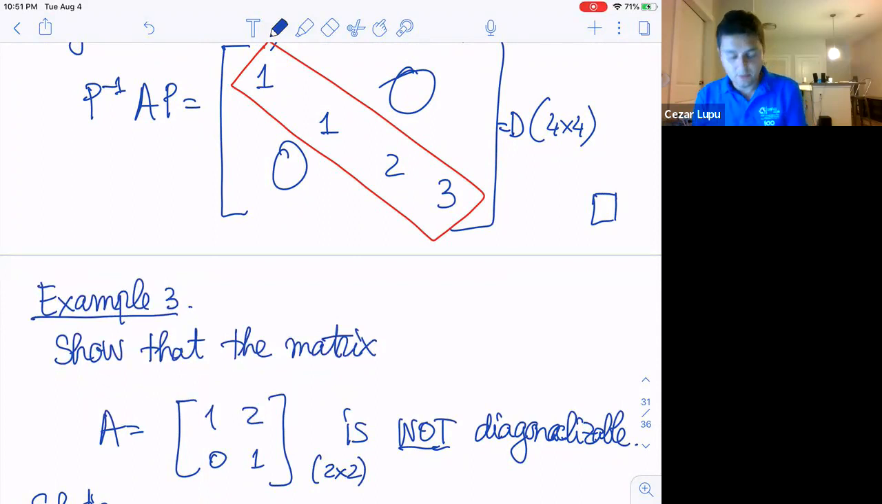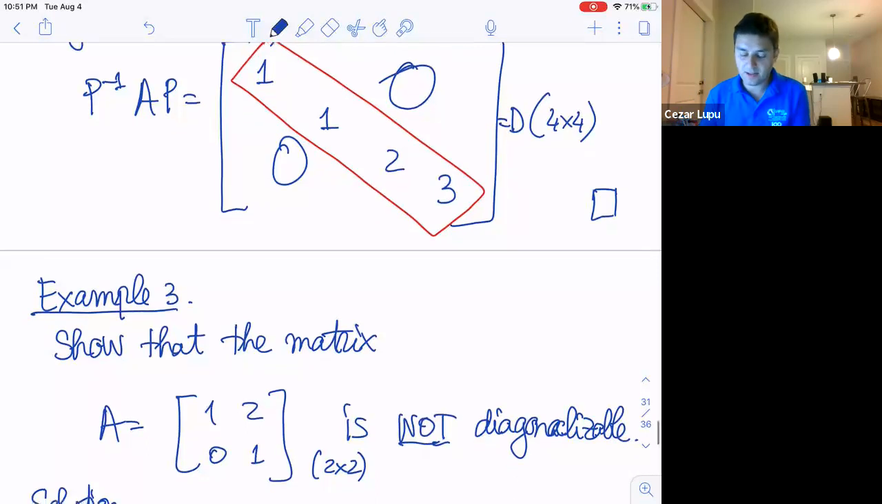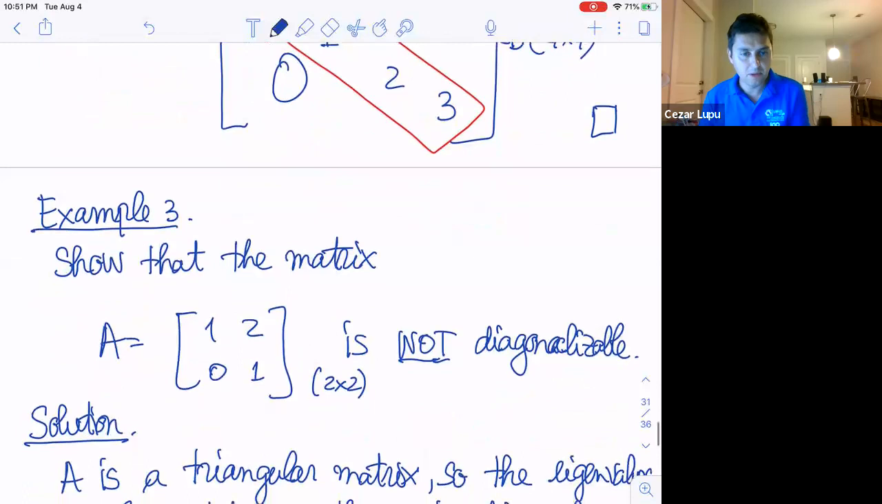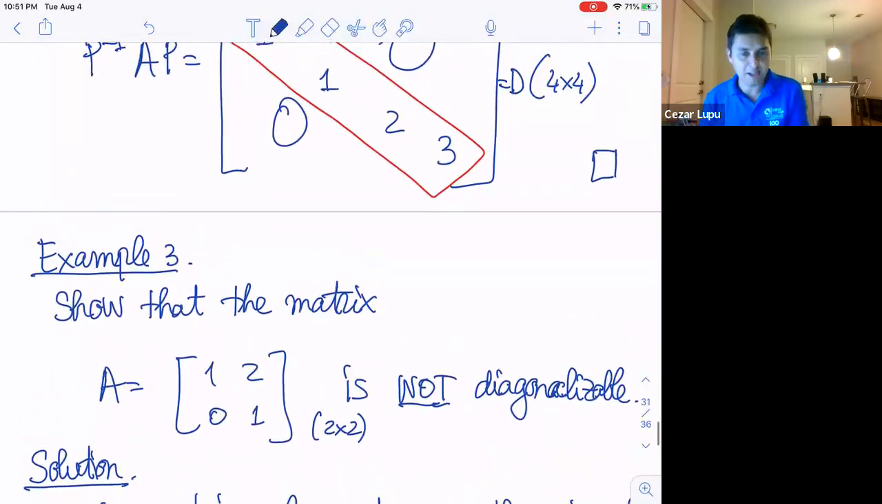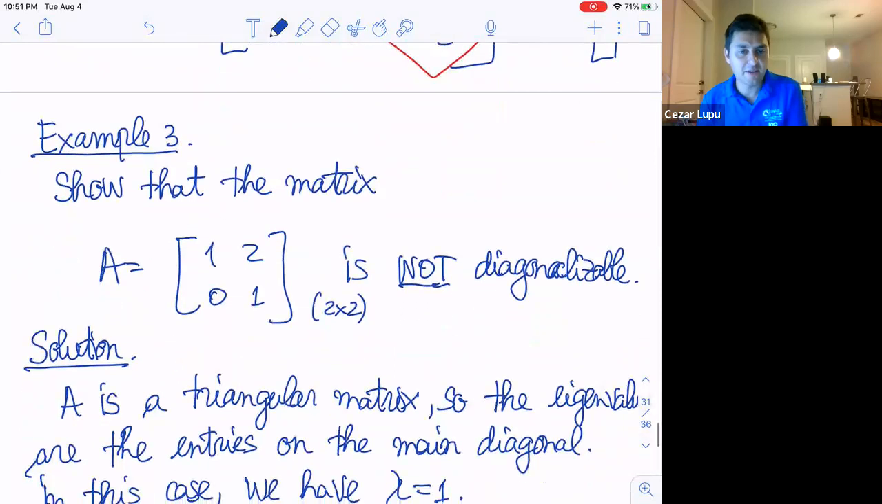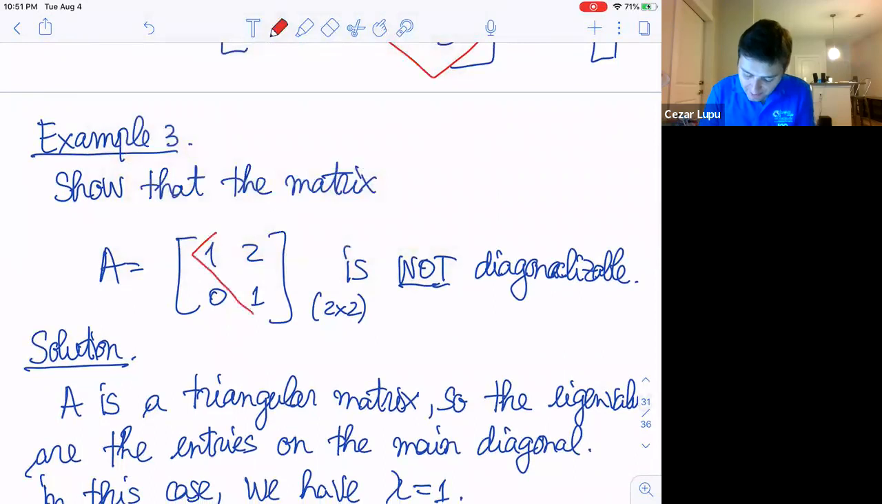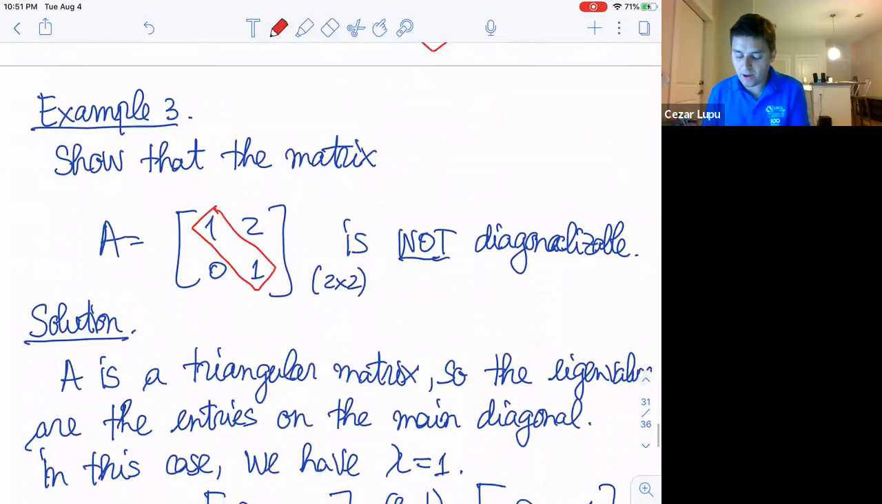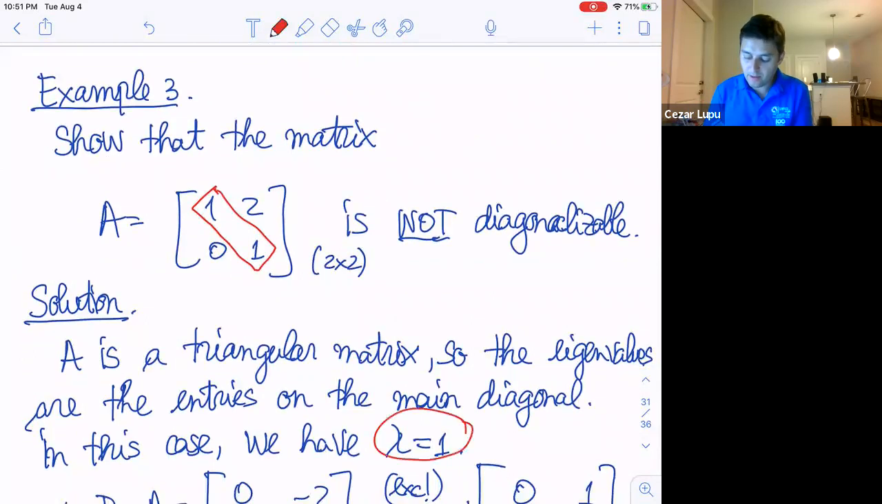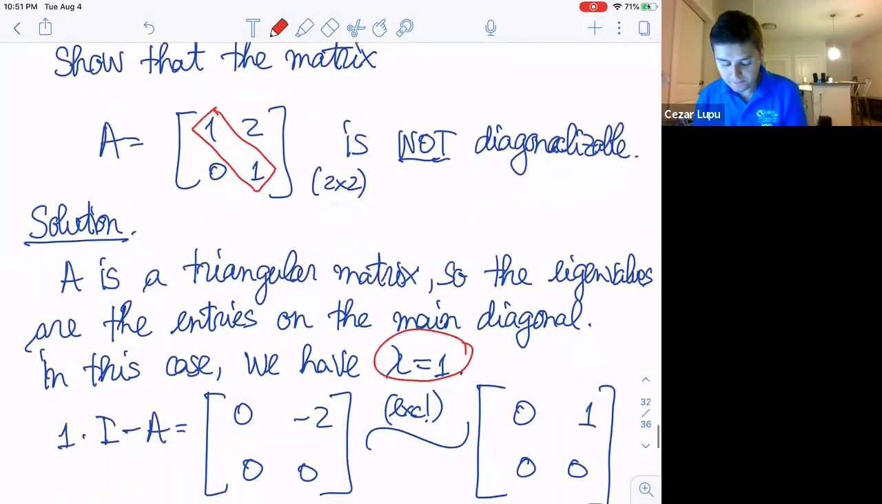Look at it. It is the matrix that has the entries 1, 2, and 0, 1. We want to show that this is not diagonalizable. Well, guess what will happen? This matrix has something in particular: it's a triangular matrix. Since it's a triangular matrix, the eigenvalues are exactly the elements on the main diagonal. And guess what? We have only one eigenvalue, lambda equals 1. And this eigenvalue will have multiplicity 2.